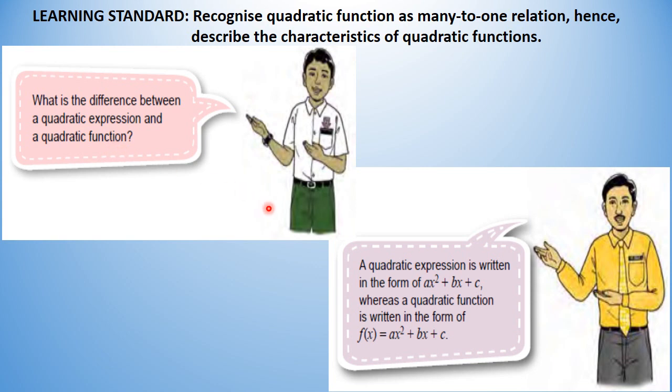What is the difference between a quadratic expression and a quadratic function? A quadratic expression is written in the form of ax squared plus bx plus c. And then a quadratic function is written in the form of f(x) equal to ax squared plus bx plus c. This is the difference.